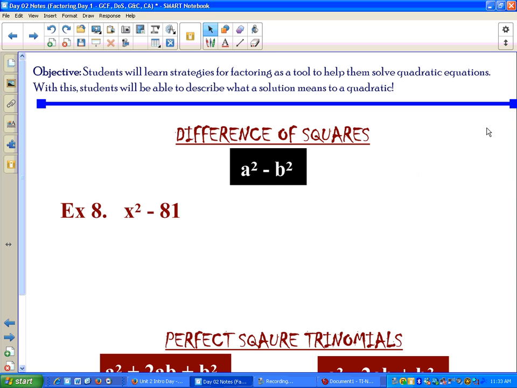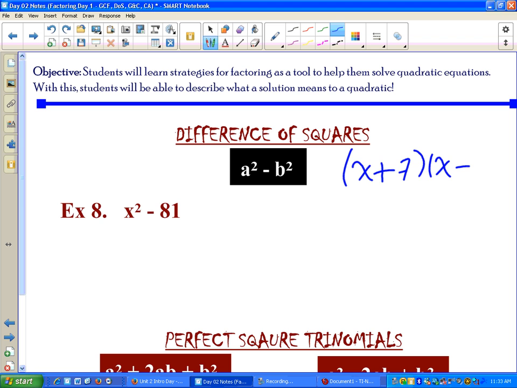Just like yesterday, I can also have special factoring patterns. All of these patterns come from the fact that we're unfoiling. When I FOIL, I get special things happening, and sometimes it works and sometimes it doesn't. Difference of squares. When I have x plus 7 times x minus 7, and I FOIL this out, since these are opposite signs and everything else is the same, what happens to my inner and outer?